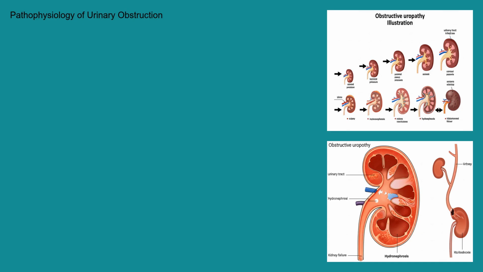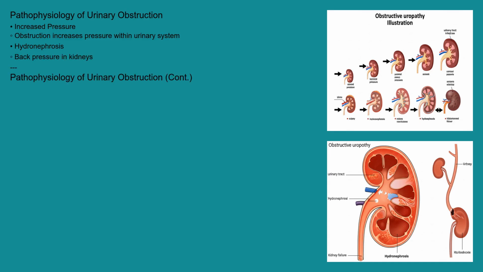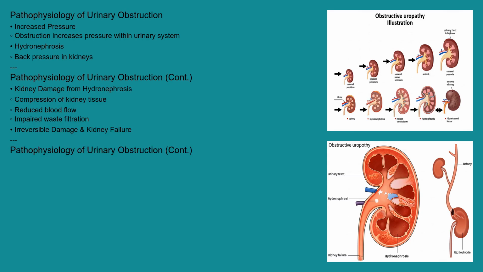Now, let's understand the pathophysiology. The obstruction increases pressure within the urinary system. This back pressure, particularly in the kidneys, is called hydronephrosis. Hydronephrosis can lead to kidney damage by compressing the kidney tissue, reducing blood flow, and impairing its ability to filter waste. Over time, this can cause irreversible kidney damage and even kidney failure. Additionally, the stagnant urine can become a breeding ground for bacteria, increasing the risk of urinary tract infections. The severity and speed of damage depend on the location, degree, and duration of the obstruction.